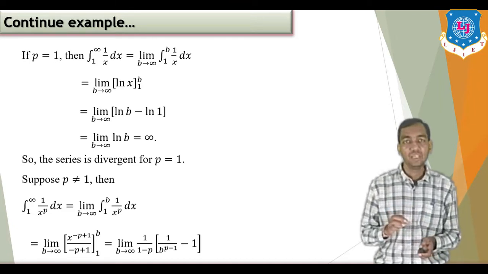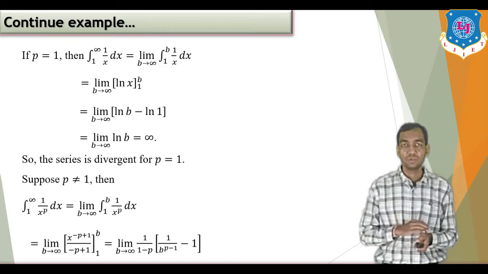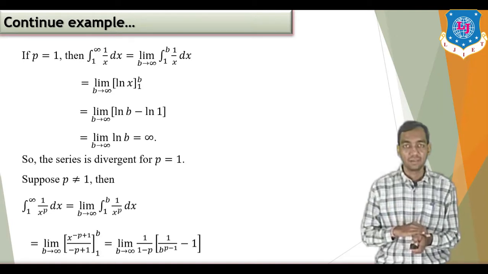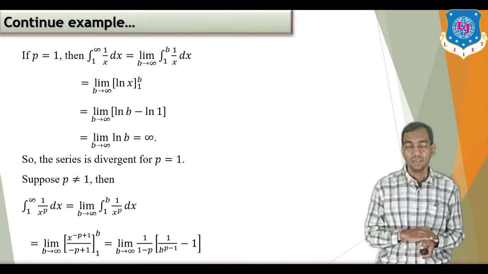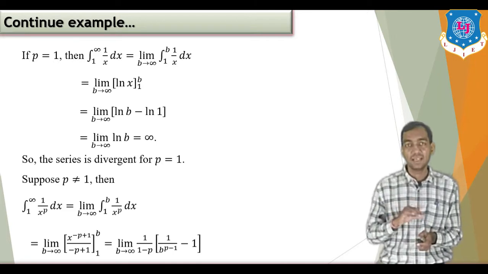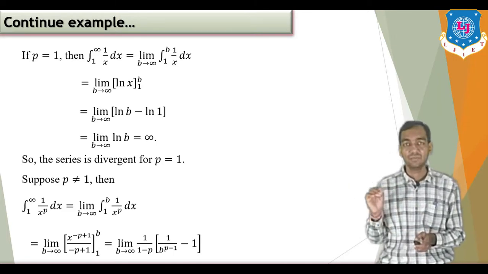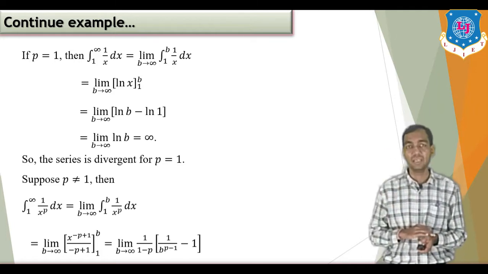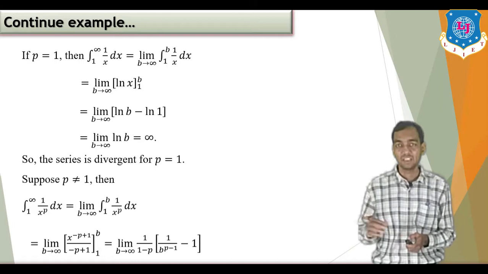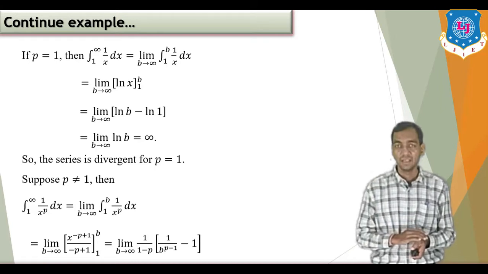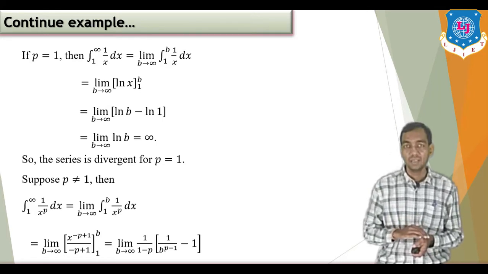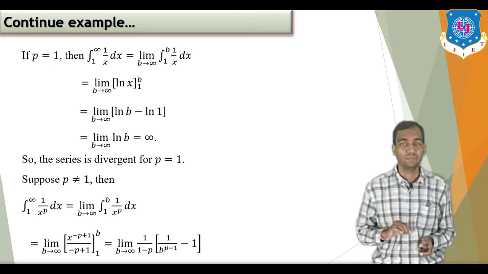Now, if P is not equal to 1, we take the integral of 1 upon x raised to P with limits from 1 to infinity. Infinity is replaced with b, and again applying the limit b tends to infinity, the integral from 1 to b of 1 upon x raised to P dx. The integration of x raised to minus p is x raised to minus p plus 1 upon minus p plus 1, and substituting the upper and lower limits gives 1 upon 1 minus p into the bracket 1 upon b raised to p minus 1, minus 1.